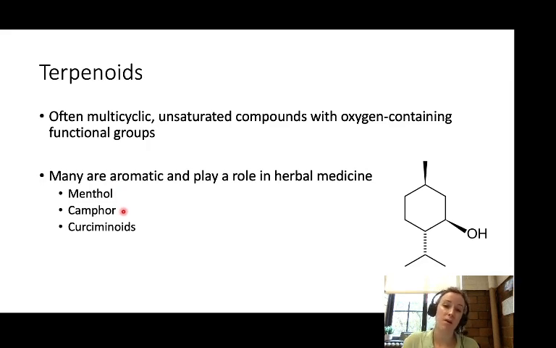Camphor is another common terpenoid. When I think of camphor, I think of kind of like Vicks VapoRub almost. It's a very pungent compound, very smelly. And then there's the curcuminoids. Probably the most common molecule that I can think of at this moment is one of the molecules in turmeric that gives it its kind of yellow color.